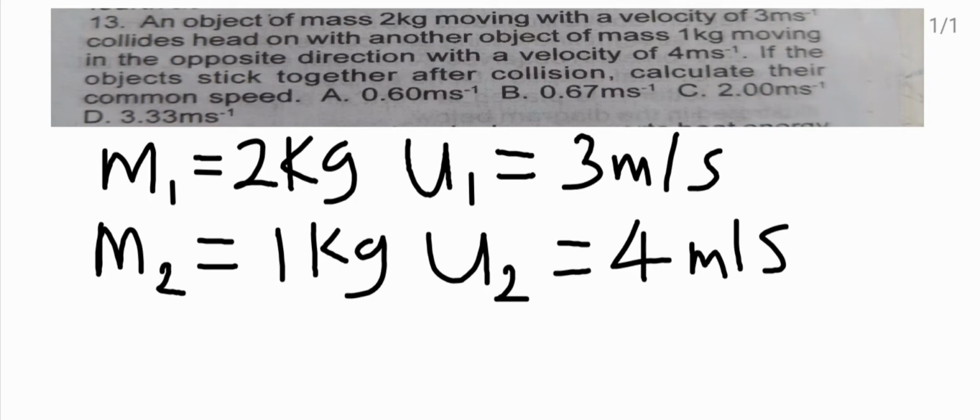So in this case, according to what has been stated, we were told that the other one came in the opposite direction. So the second object came in the opposite direction. So when something is coming in the opposite direction, you need to use your minus.